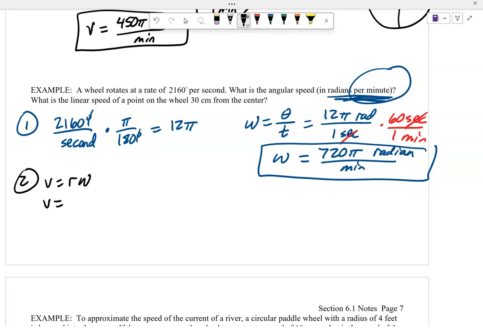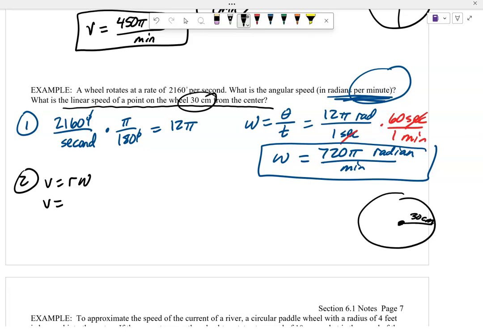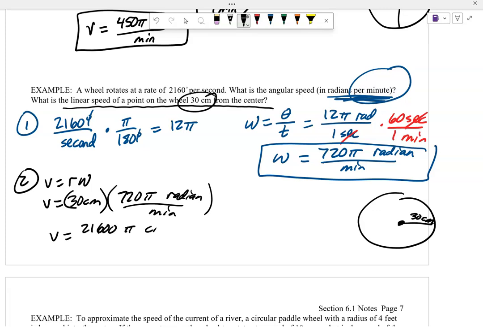And so they ask, what's the linear speed of a point on the wheel that's 30 centimeters from the center? So 30 centimeters is our radius, times our angular speed, which is 720 pi radians per minute. And it looks like our linear speed ends up being 21,600 pi centimeters per minute.